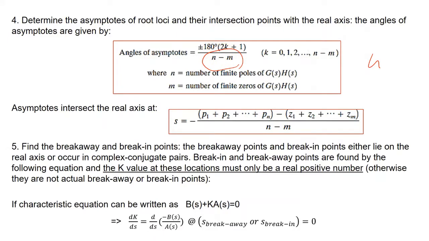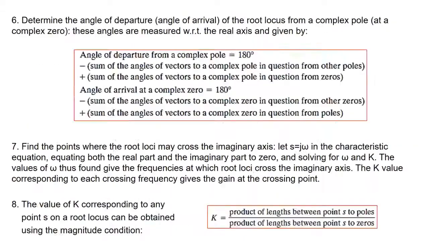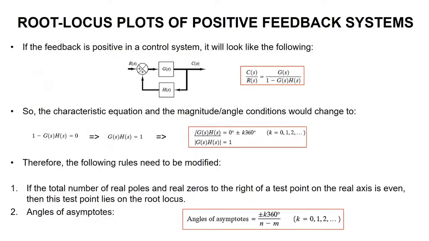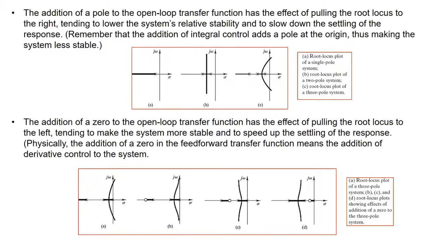So in this case, if I go back to this example, what is the angle of the asymptote here? There is one pole, so n is 1, right? M is 0. So the angle of the asymptote is 180 divided by 1 minus 0, which is 180. Here it is 180 divided by 2 minus 0, since you have two poles, so you see the angles are what? 90 and negative 90.